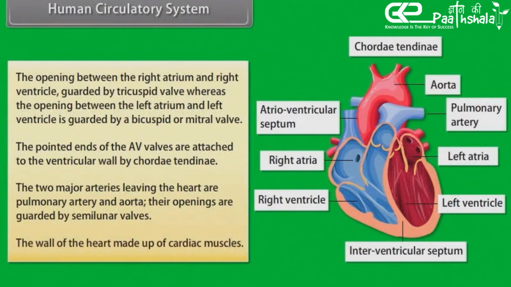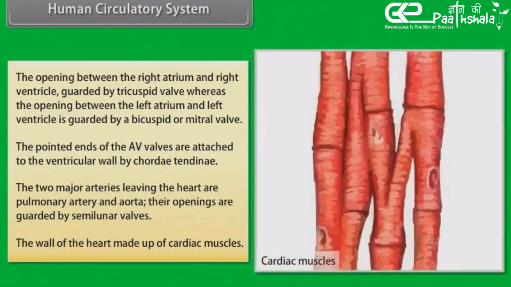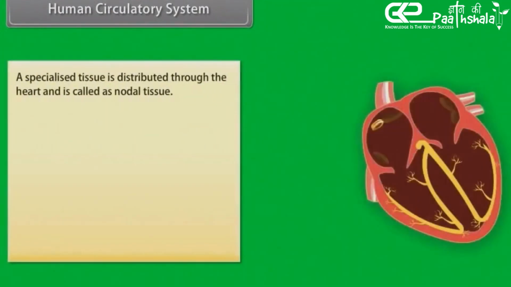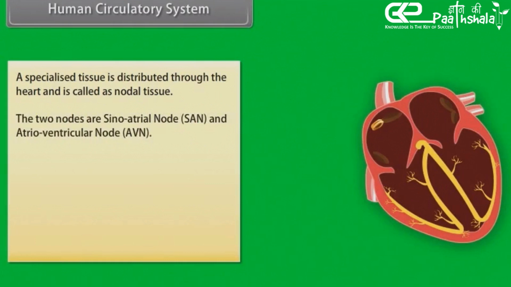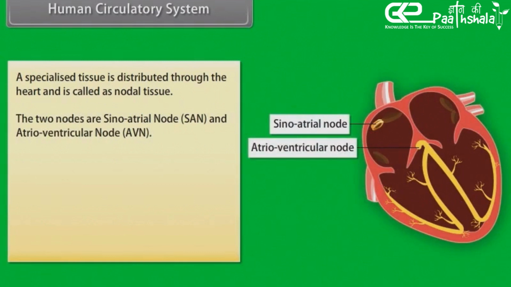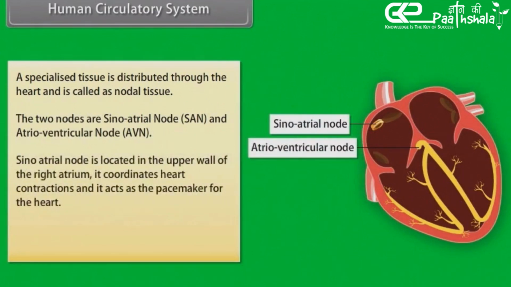The wall of the heart is made up of cardiac muscles. A specialized tissue is distributed through the heart and is called nodal tissue. The 2 nodes are the sinoatrial node and atrioventricular node. Sinoatrial node is located in the upper wall of the right atrium. It coordinates heart contractions and acts as the pacemaker for the heart.